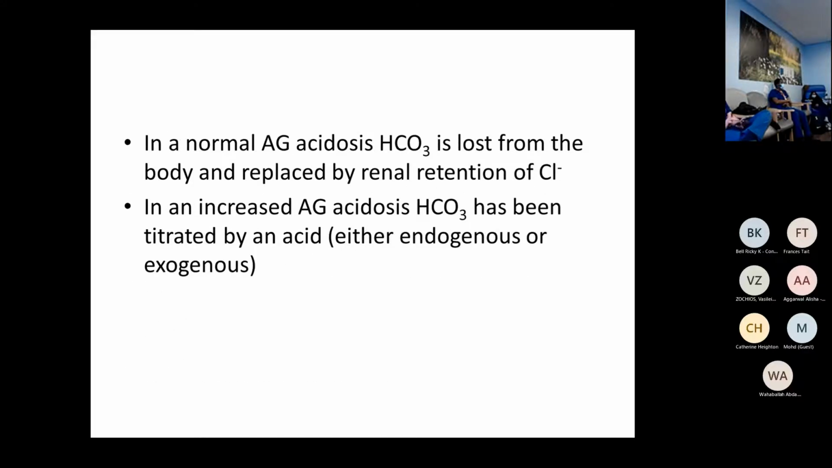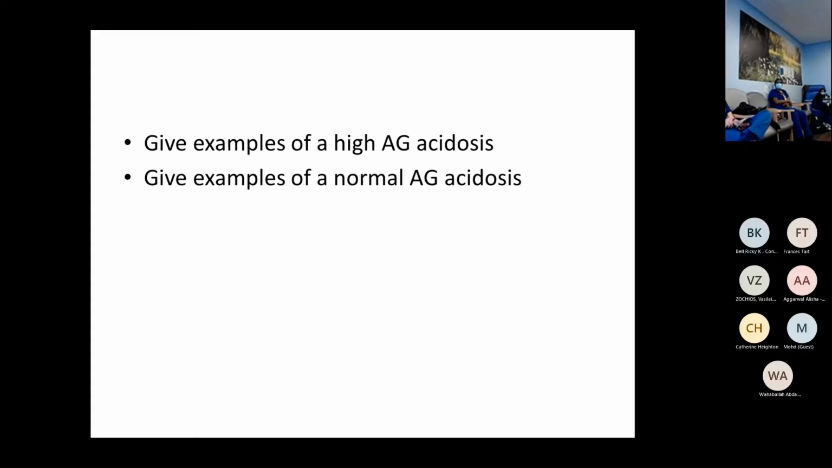So in a normal anion gap acidosis, you're losing bicarbonate and replacing it with chloride essentially. Whereas in an increased anion gap, there's another weak acid that's buffering your bicarb that you're not measuring, you're not seeing.